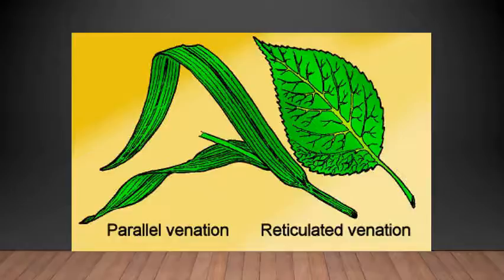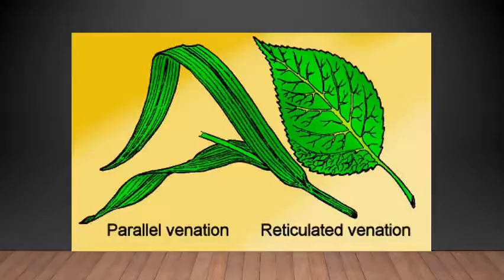Observe the venation in as many leaves as you can without removing them from the plants. And you have to draw a pattern and you will understand the difference between the parallel venation and the reticulate venation.